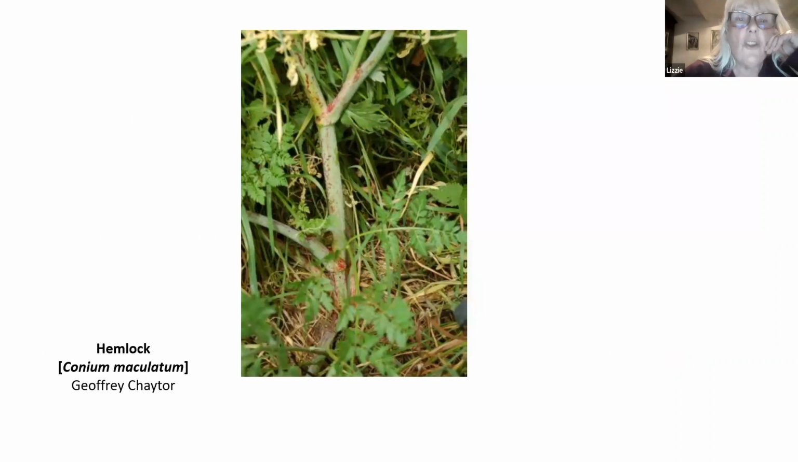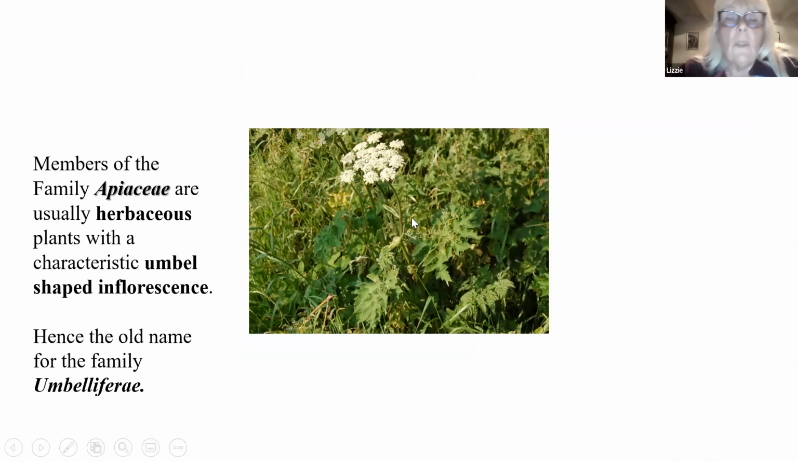So this is hemlock to show you what it looks like, so you don't try and pick it. It's got this very characteristic blotchy stem, which is really characteristic for hemlock. And yeah, so there's a few examples to start with.